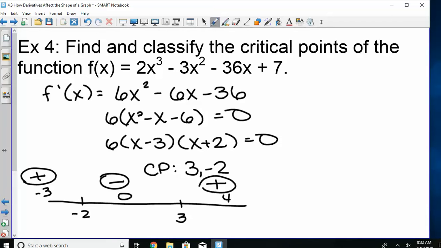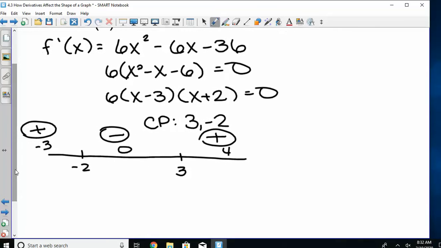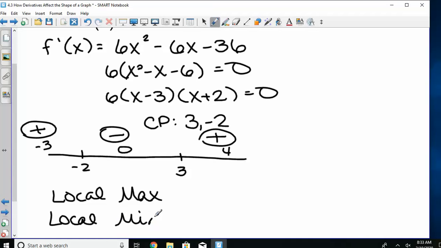I didn't ask, but where is this graph increasing? Right, negative infinity to -2, union 3 to infinity. It is decreasing from -2 to 3. Okay, I asked for you to classify local maxes and mins. So if you think right here, this graph went from increasing to decreasing. So -2 is a local max.